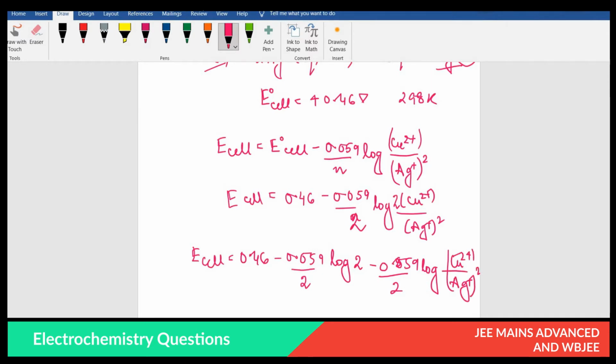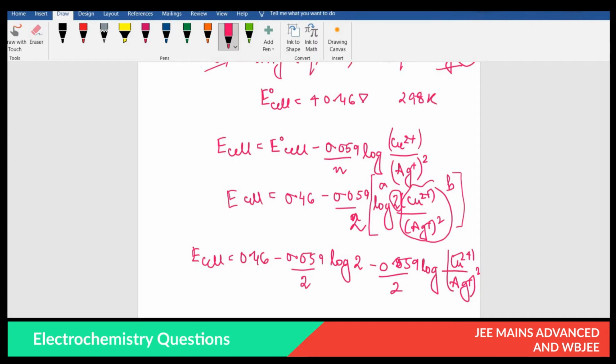Why have I done it? Considering this whole part to be B and this constant value to be A, log of A into B should be log of A plus B. Now this factor 0.059 by 2 is multiplied by the whole thing, so we can write it as log of A plus log of B. Now the plus value would become minus since there is a minus sign in the beginning.